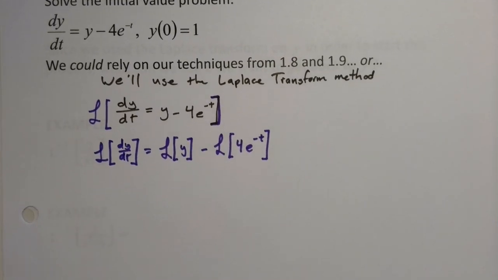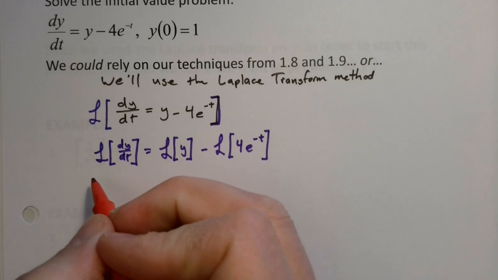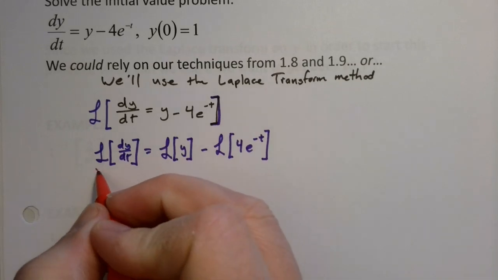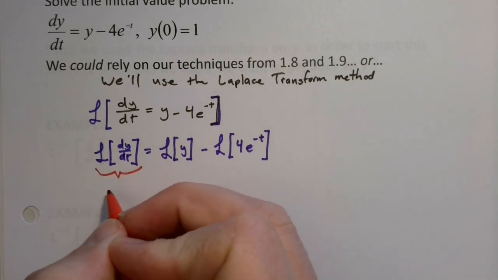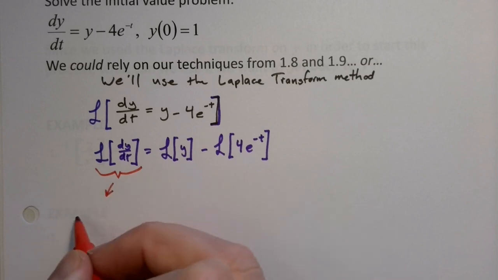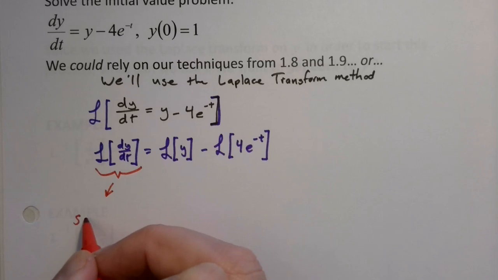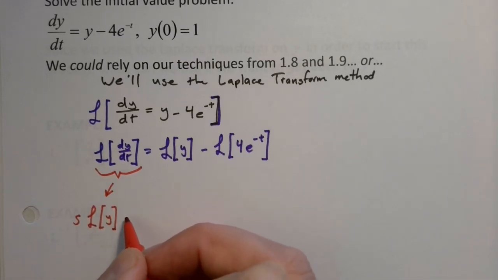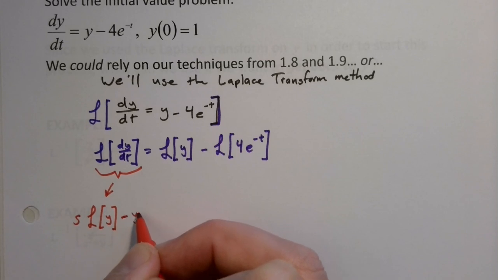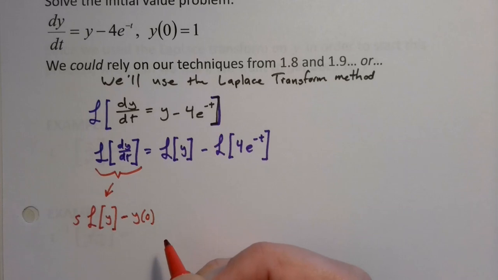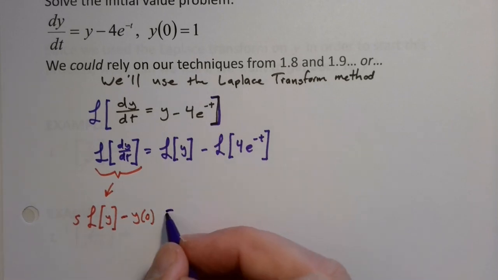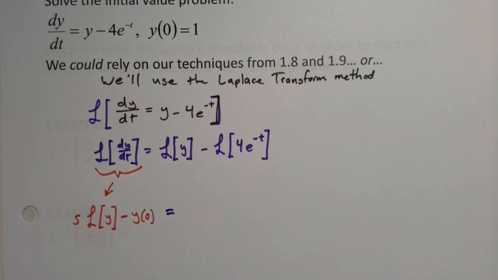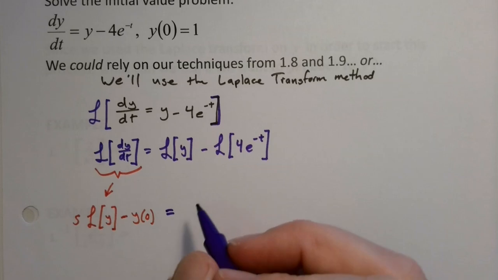If you remember from the previous pages, we know that this can be written as s times the Laplace transform of y minus the initial condition y of 0. And that's the left-hand side of the equation. The right-hand side is just the Laplace transform of y, whatever that happens to be.